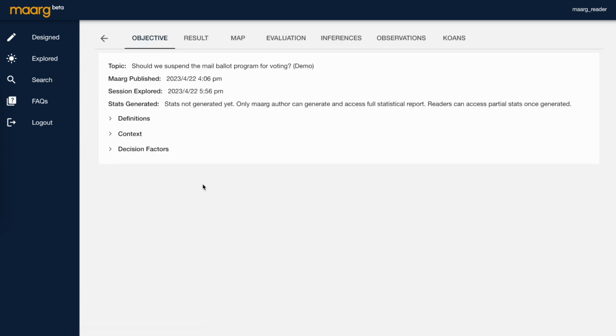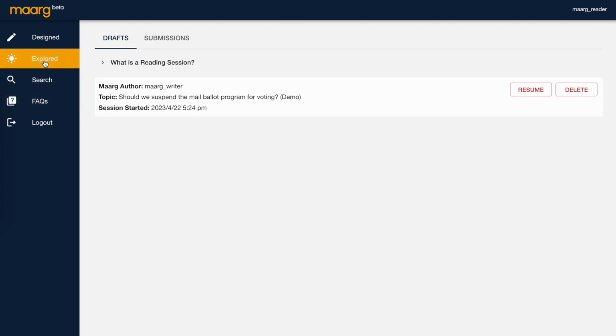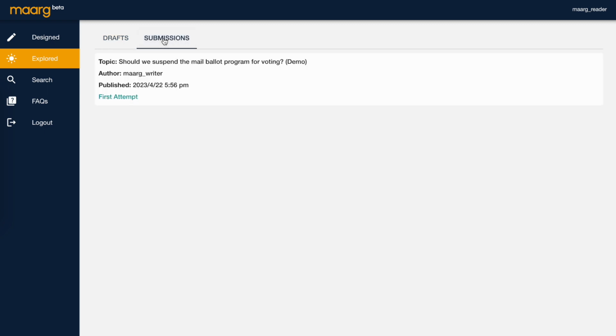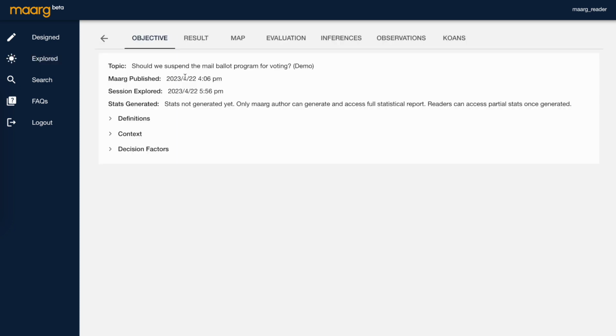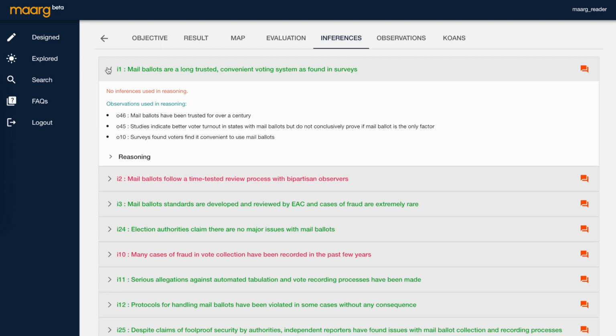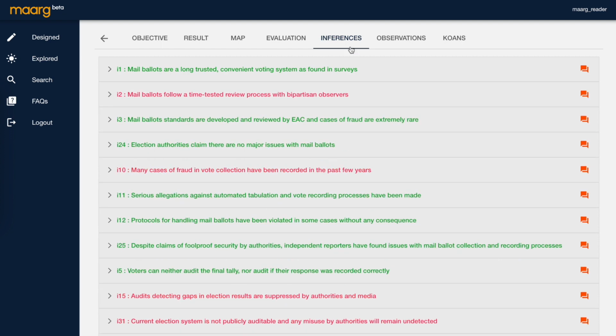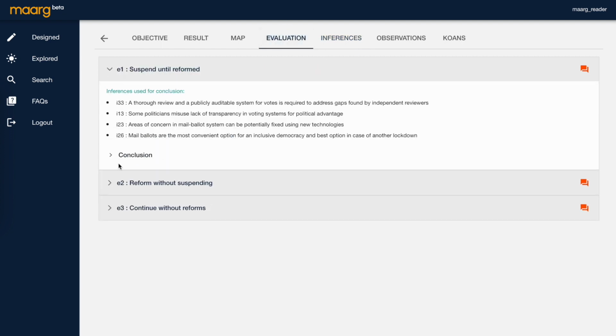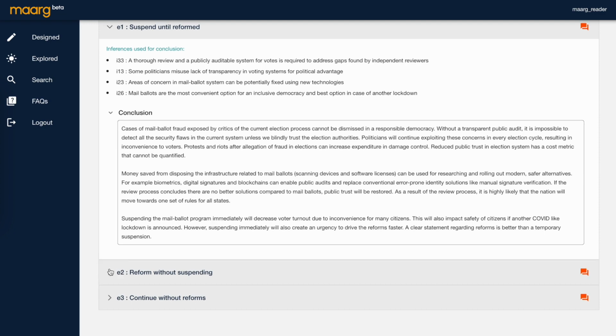Now, this brings us to the learning report. You can always access this again, going from the Explored section. Out here, you can see the submissions. And as you can see, this is the first attempt, but you can have multiple attempts as well. Let us load this now. Now we can see a new session. Over here, you can always go back to the inferences that you have previously submitted. Similarly, the evaluation and the observations also include how you have responded.